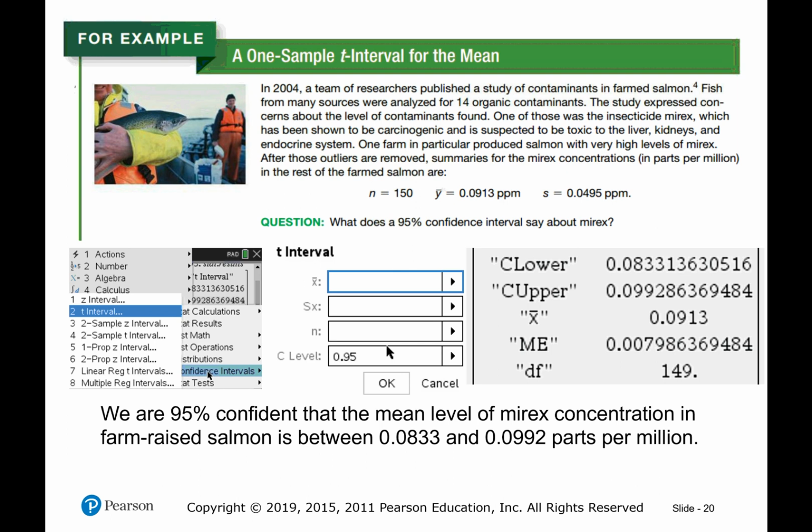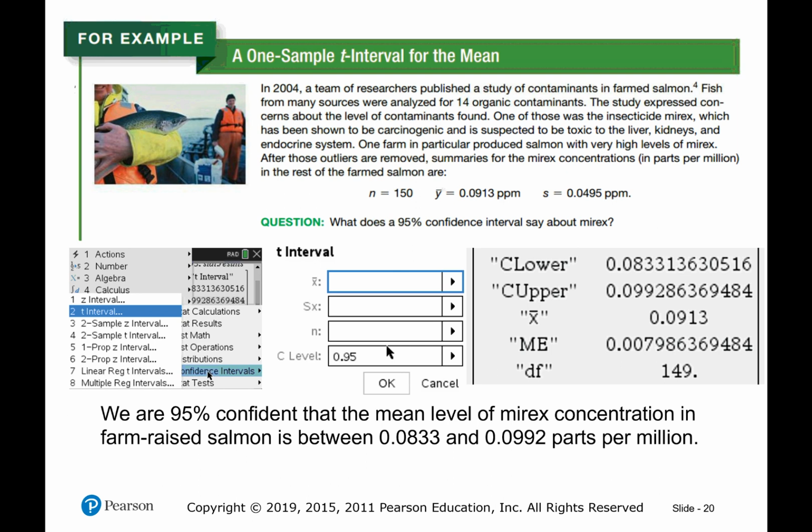One farm in particular produced salmon with very high levels of Mirex. After those outliers are removed, summaries for the Mirex concentration in parts per million, yay, we need units of measurement, for the rest of the farmed salmon are, here we go. The sample size was 150. The sample mean was 0.0913 parts per million. And the sample standard deviation, that's the s, not sigma, is 0.0495 parts per million. What does a 95% confidence interval say about Mirex?